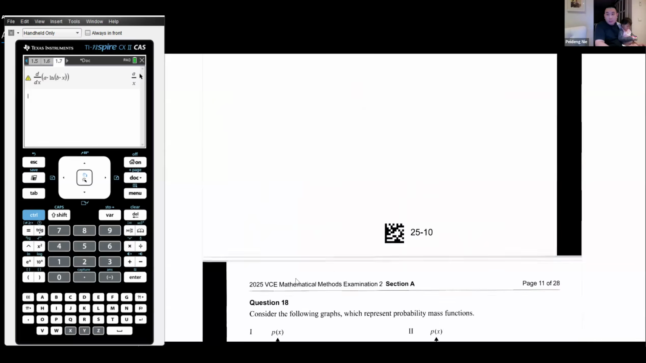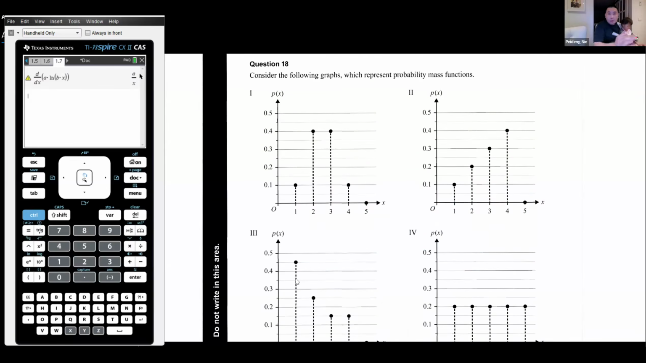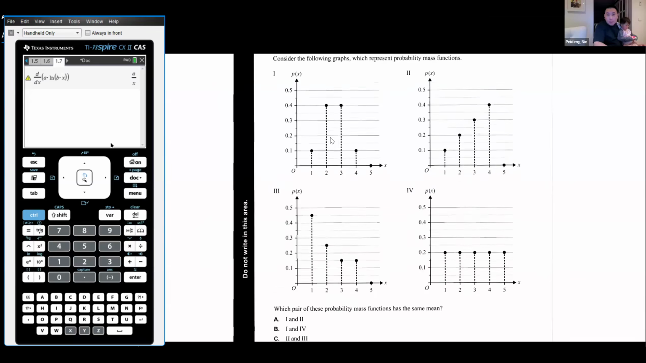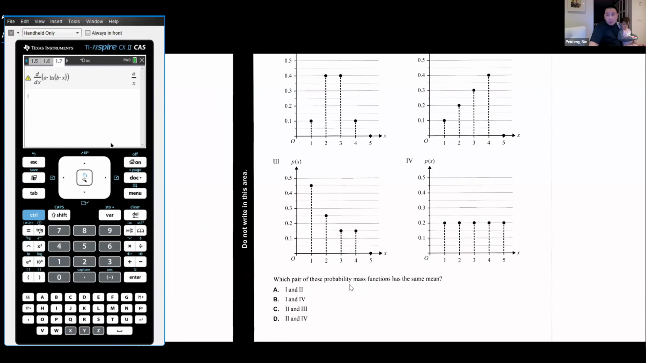Let's move on to have a look at question 18. Question 18, I actually recommend this approach. Let me just show you. Well, the question provides you 4 probability graphs, and we want to see 2 of them having the same mean value, okay? 2 of them having the same mean value. So basically, you can identify the x values and the y values or the probability values from the graph.